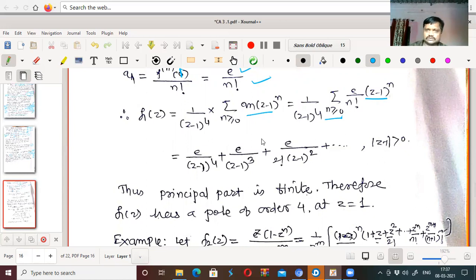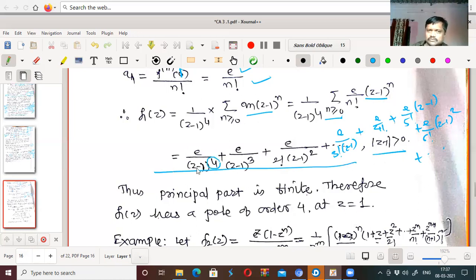Then the next term is e upon 5 factorial (z minus 1), plus e upon 6 factorial (z minus 1) squared, and so on. This will happen for mod z minus 1 greater than 0. What about negative powers? These are the 4 terms of negative powers of z minus 1. And what is the highest power here? 4. Therefore, this has a finite principal part.